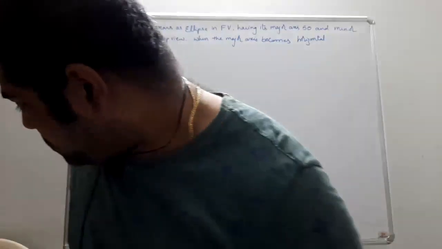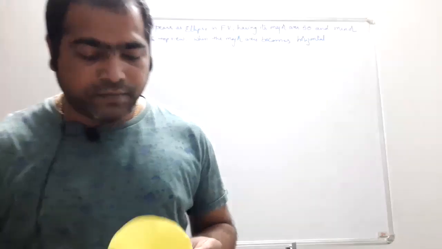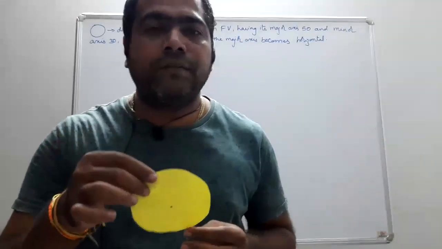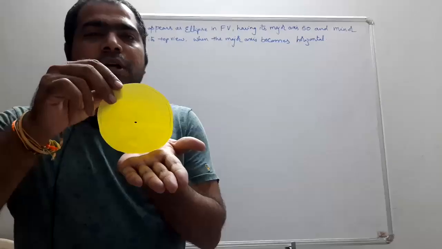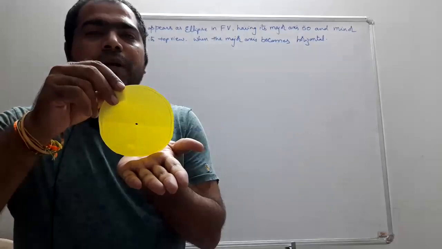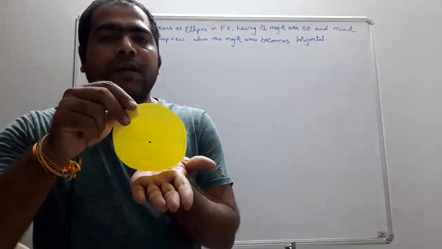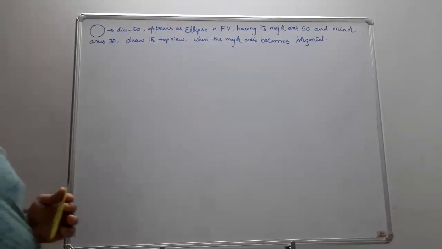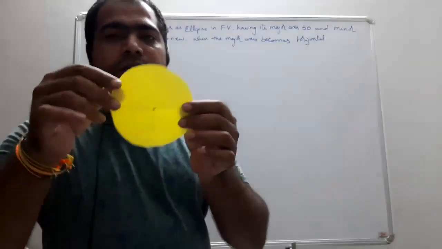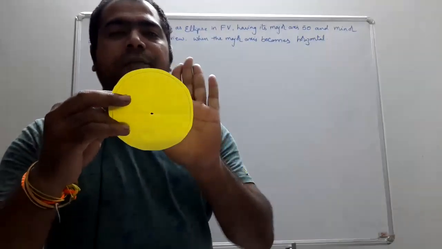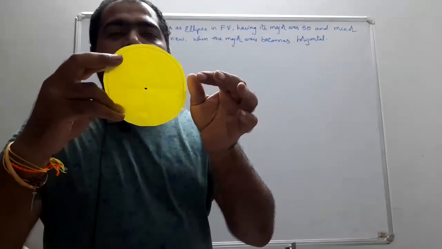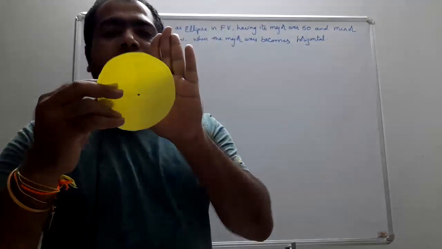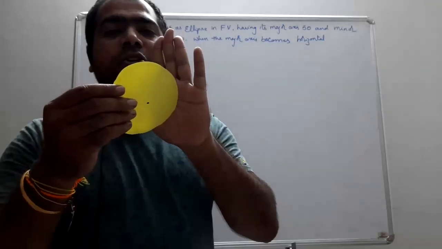All of you just see this. Given a circle of diameter 50, appears as ellipse in front view. So when you are seeing it in front view, it should look like an ellipse. When should it look like an ellipse in front view? Let us see. If it is a circle, it looks like an ellipse whenever it is making inclination with VP, like this in general. So when it is making inclination with VP, only then its front view is going to appear as an ellipse.